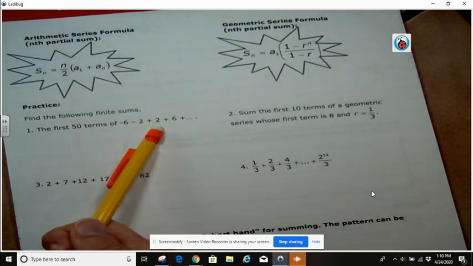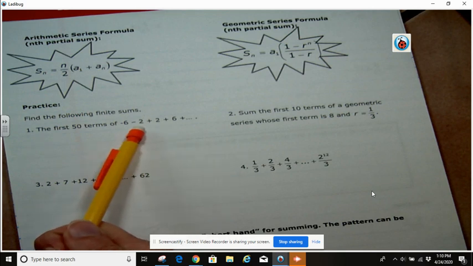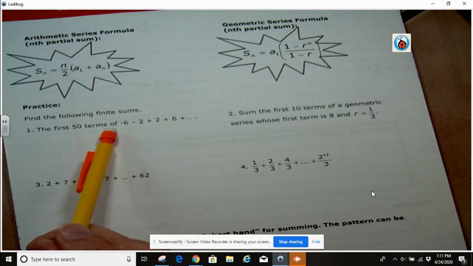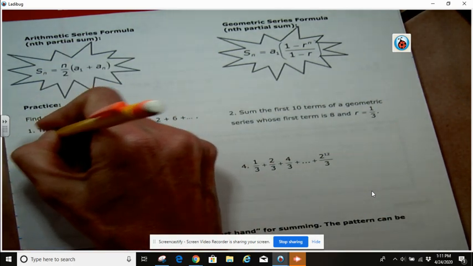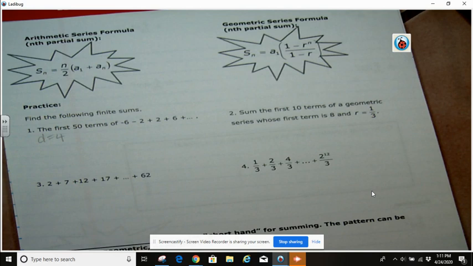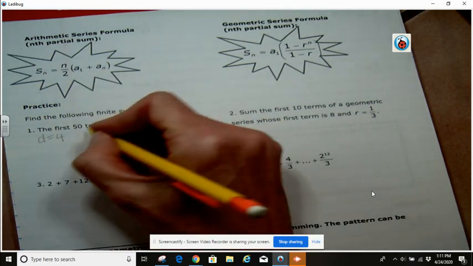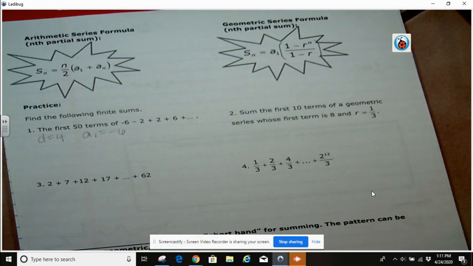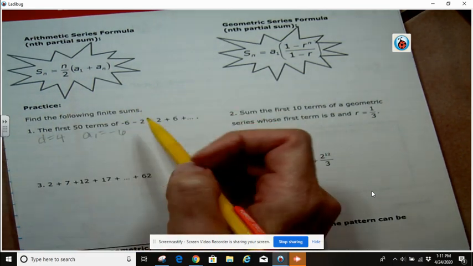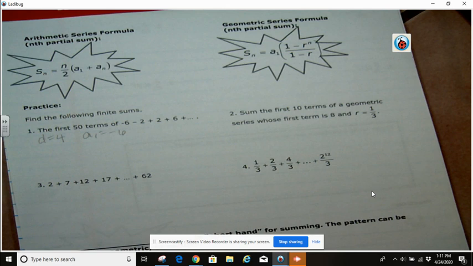So 6 minus 2 is 4. 2 minus -2 is 4. -2 minus -6 is 4. So you can determine that there's a common difference of 4, and a common difference tells you that it's an arithmetic pattern. We can see that we have a first term of -6. If we want to find the sum of the first 50 terms, though, then we need to know what the 50th term is.